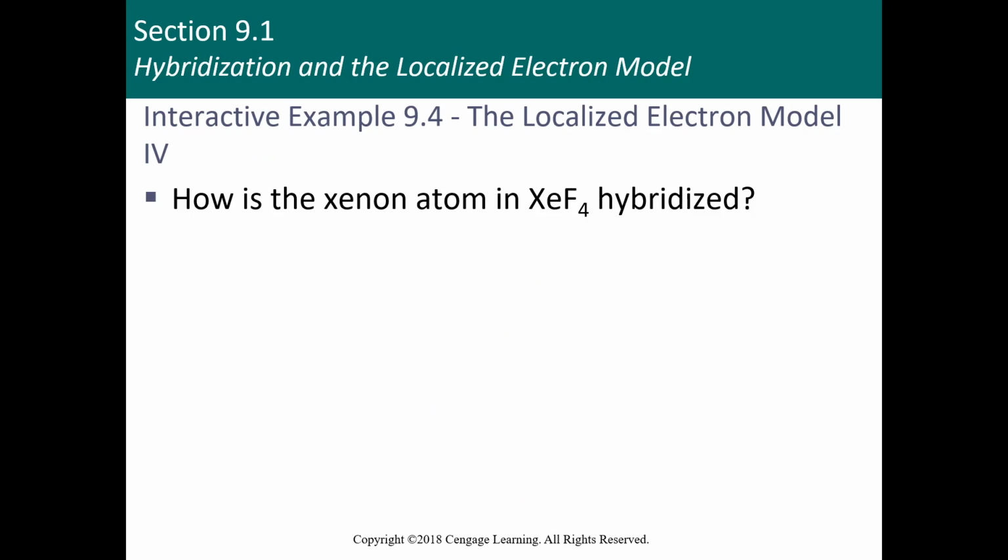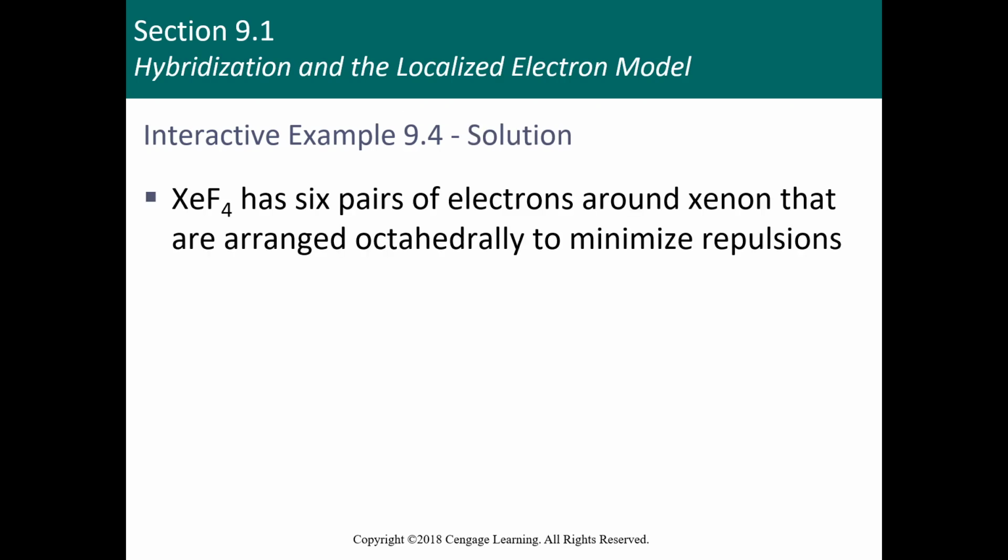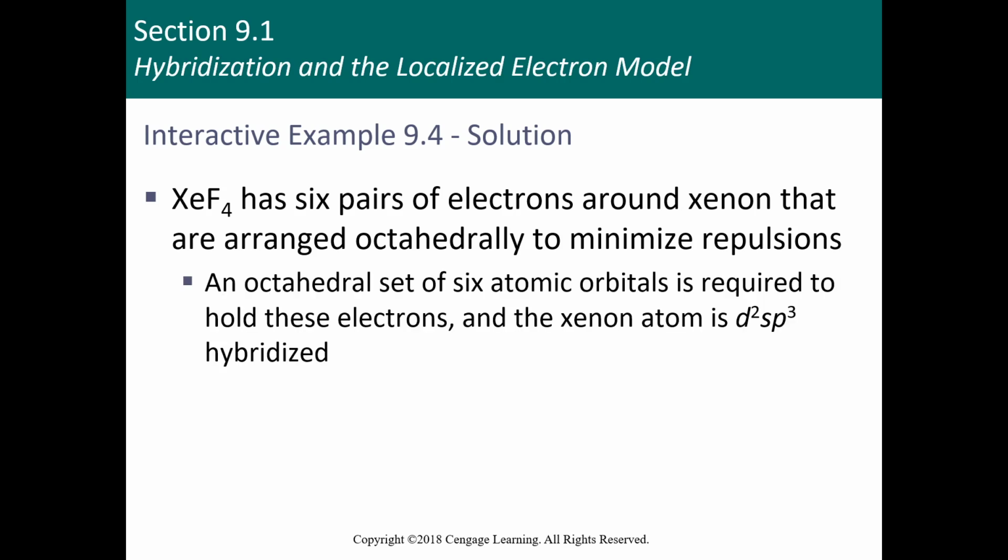All right, so let's look at how the xenon atom in XeF4 is hybridized. And so the first thing we have to do is look at, well, what does Xe have for electrons around it? If you're having trouble figuring this out, I highly recommend you just go ahead and do Lewis structures. But you're going to find out that the Xe in XeF4 has 6 pairs of electrons around the xenon, or 6 domains, that will be arranged octahedrally to minimize the repulsions. And so that means you have 6 groups.